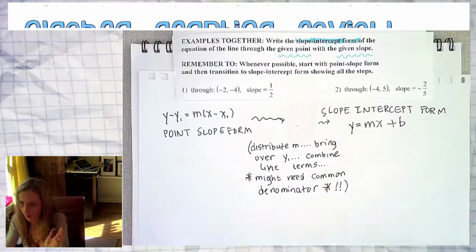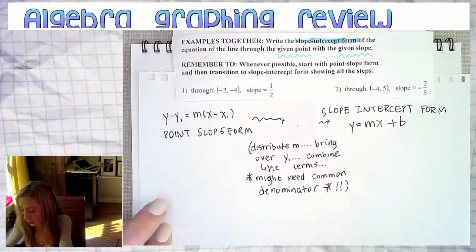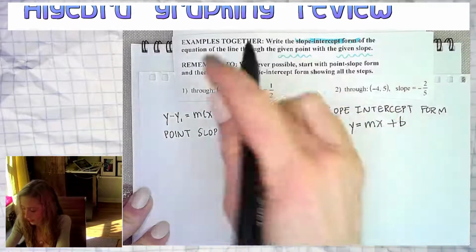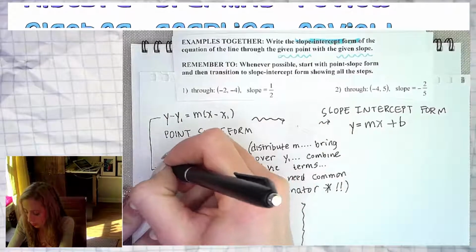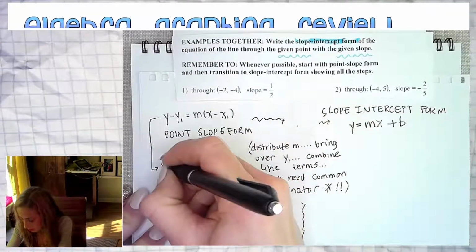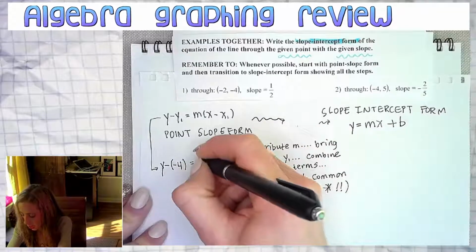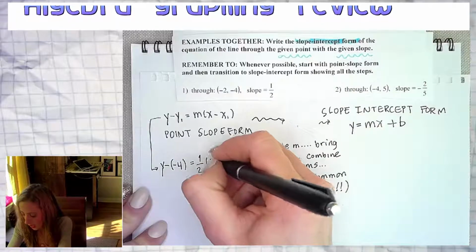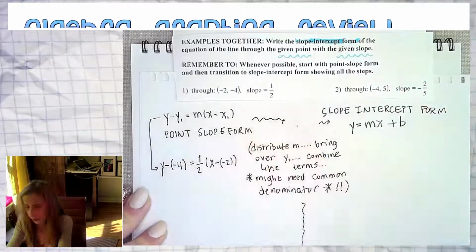All right, bam, all the advice we need. These are your notes. You're going to look at these when you have to do your own. Okay, so let's go ahead and get started. I'm going to fill in all of my appropriate numbers. y minus -4 equals 1/2 times the quantity of x minus -2.